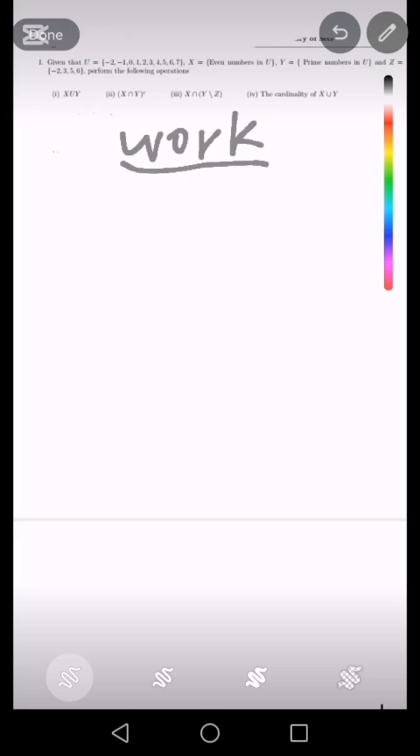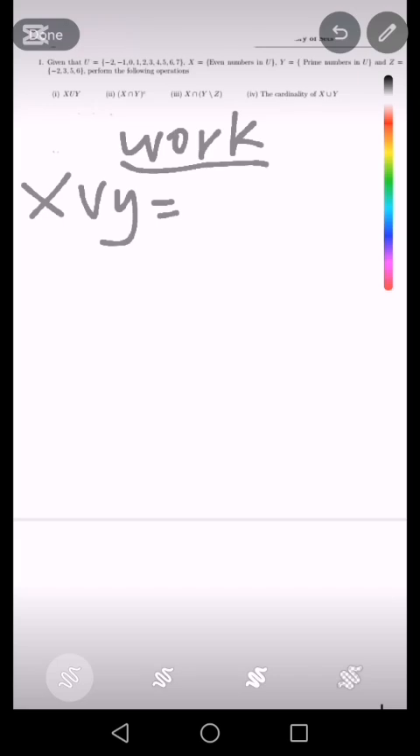-2, -1, 0, 1, 2, 3, 4, 5, 6 and 7, where x is the even numbers in u, y is the prime numbers in u, and z is -2, 3, 5 and 6. Perform the operation x union y. So what is x union y?